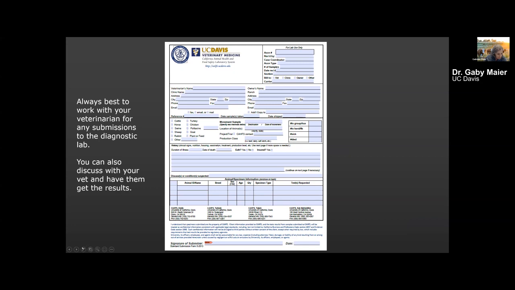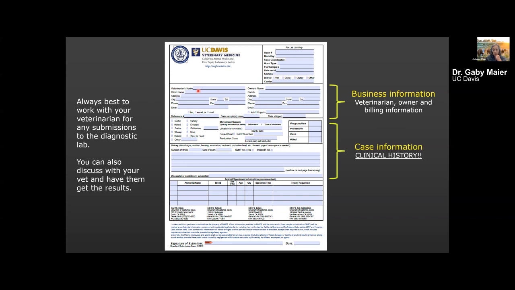Let me just activate my laser pointer. As I said, it's always best to work with your veterinarian anytime something goes wrong with your herd. But if you submit yourself, you can keep your veterinarian in the loop by just adding his or her contact information in this field. And then they will get the results as well. So this is the business information, so to speak. And then we have case information where you fill in what type of animal it is, you fill in some history, and we'll talk about that in more detail.